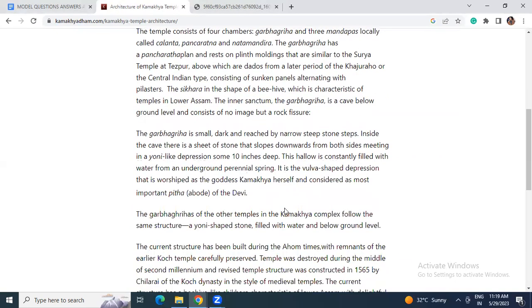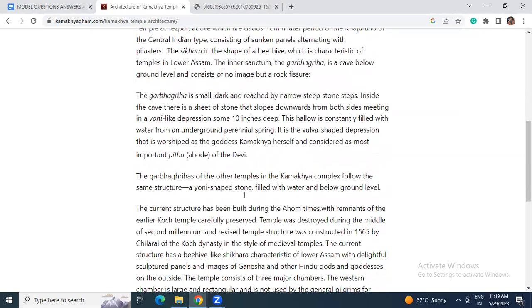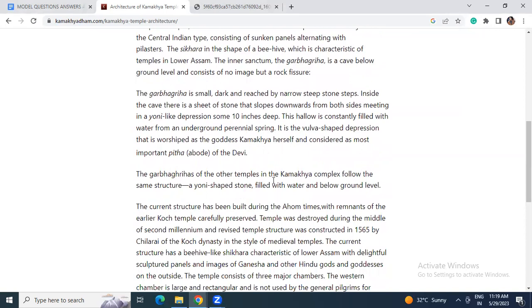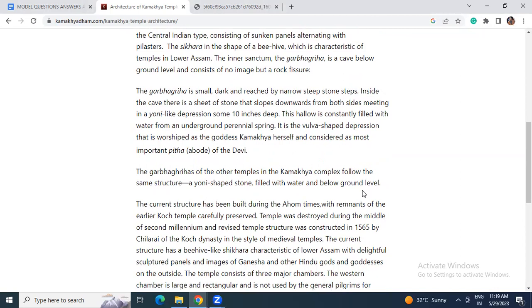There is a seat of stone that slopes downwards from both sides, meeting a yoni-like depression some 10 inches deep. This hollow is constantly filled with water from an underground perennial spring. It is the vulva-shaped depression that is worshipped as the goddess Kamakhya herself and considered the most important pitha of the Devi. The garbhagrihas of other temples in the Kamakhya complex follow the same structure, that is, a yoni-shaped stone filled with water and below ground level.